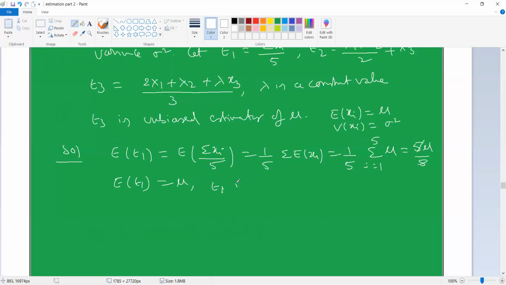T1 is an unbiased estimator of mu. Next, expectation of T2. Let's check the statistics: is T2 an unbiased estimator or not?